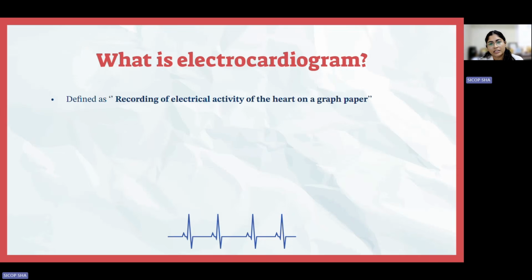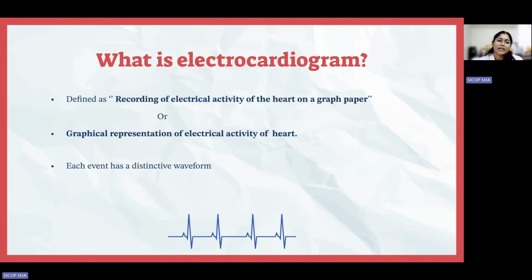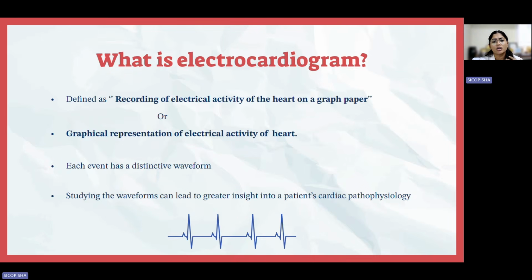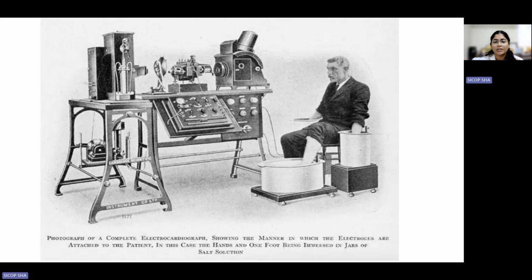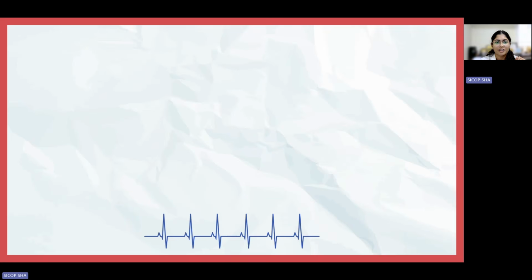It is the recording of the electrical activity of the heart on a graph paper, or the graphical representation of electrical activity of the heart. Each event has a distinctive waveform, and studying the waveforms can lead to understanding about the patient's cardiac pathophysiology. In the old times, a patient's ECG used to be recorded by placing the arms in a saline solution, and then the electrical activity would be recorded. But now we have better methods for it.